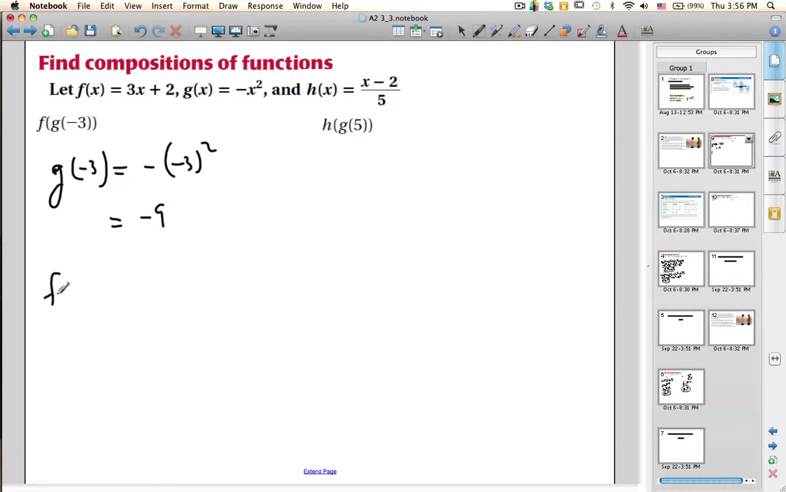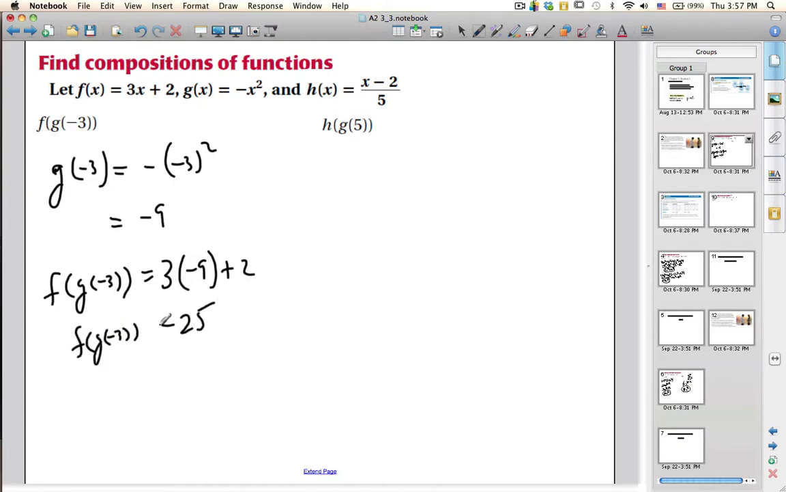Okay, and now f of g of negative 3, right? G of negative 3 is equal to negative 9. I take negative 9 and I plug it into the f function. So negative 27 plus 2 would be negative 25. So f of g of negative 3 is equal to negative 25. Okay, so I plugged a number into one function and then I took the answer and I plugged it into the next function. But if I combine the two functions together, I'd only have to plug the negative 3 into that new function that combined the two.